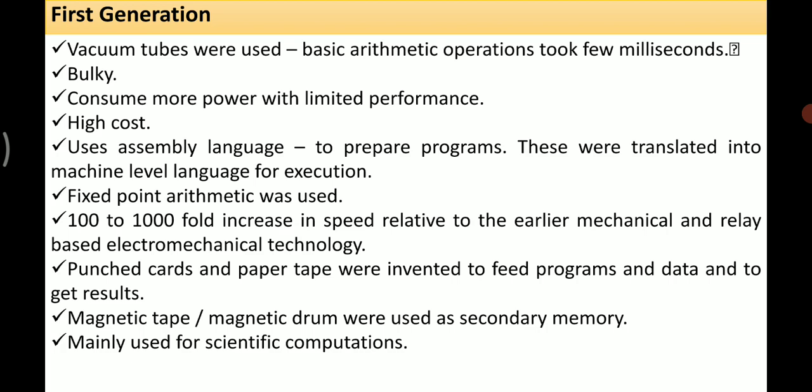Punched cards were used, and paper tapes were invented so that we can feed the program. These two, the paper tapes as well as the punched cards, were used to feed the programs and the data so that we can get the result. And magnetic tape and the magnetic drum were used as the secondary memory. It was mainly used for scientific calculations. For the scientific calculations, the first generation computers were used.